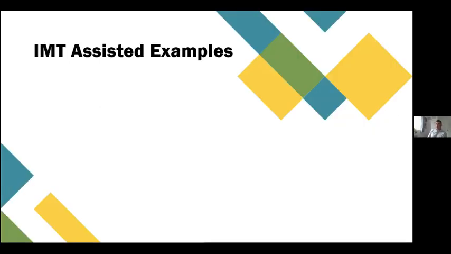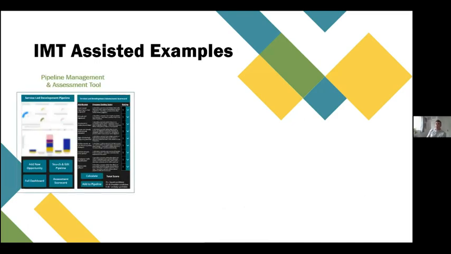Next slide, please, Aaron. So just a couple of those IMT-led examples. In the early beginning, we developed a pipeline management tool. Essentially it's an assessment tool that allows you to assess business processes and see if they're suitable for either a Power App or an automation. They can then add those opportunities where they're assessed, and we've integrated it with Power BI, which gives us a healthy pipeline of automations to tackle.